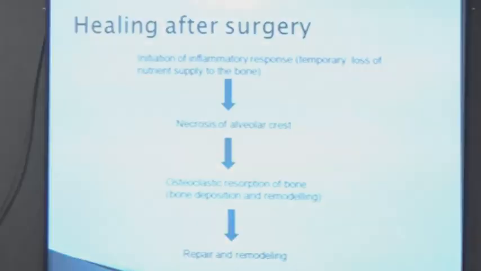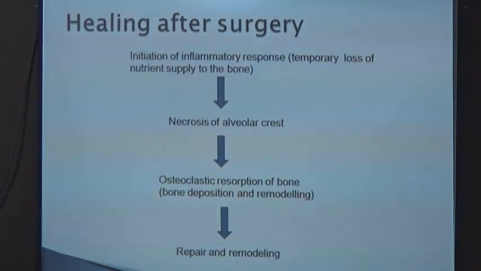In the same way, you should know how the healing takes place after the surgery. Initiation of inflammatory response, necrosis of the alveolar crest, osteoclastic resorption of the bone, then only repair and remodeling. Direct repair and remodeling won't happen. First there will be an initiation of inflammatory response, then necrosis of the alveolar crest, then osteoclastic resorption of the bone, then repair and remodeling. This is the usual procedure of how it takes place.